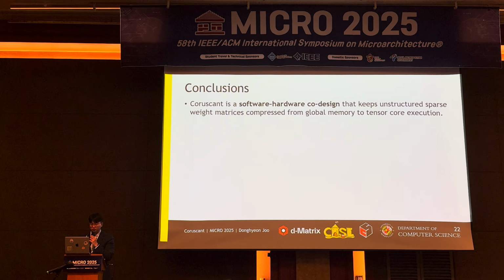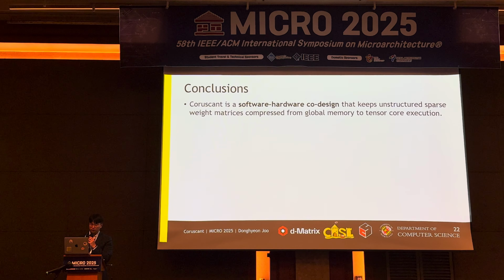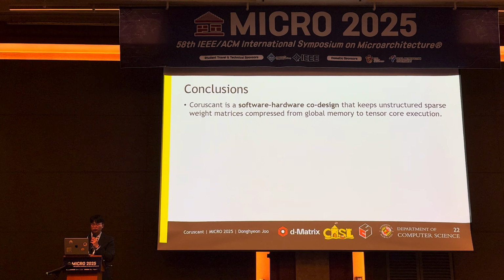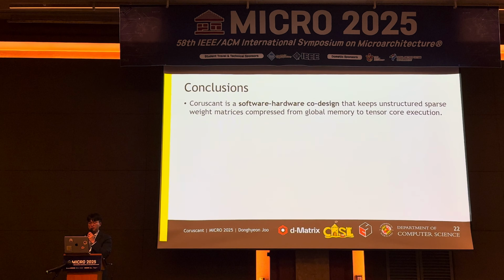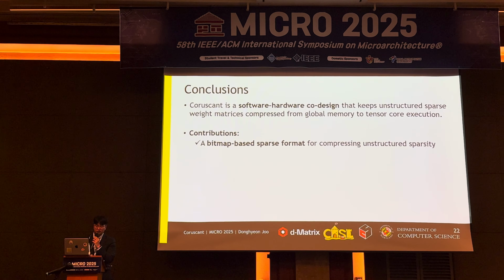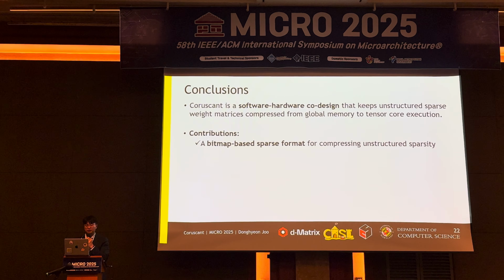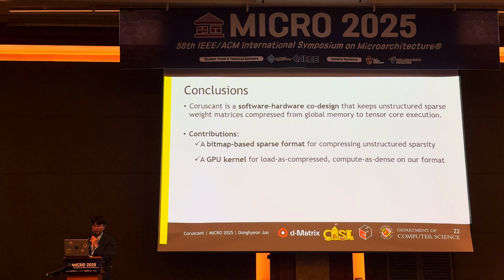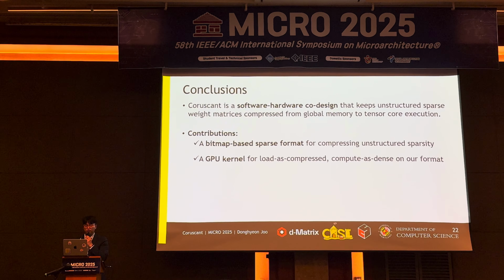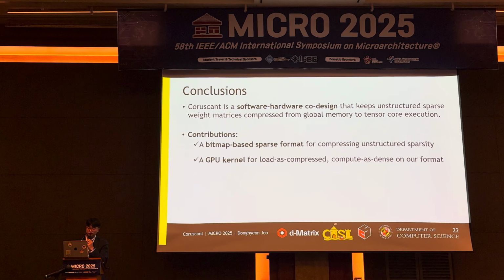So to conclude, Coruscant is a co-design of GPU kernel and Sparse Tensor Core aimed at accelerating memory-bound SpMMs of LLM inference by reducing data movement. To address this, Coruscant introduces a bitmap-based sparse format that compresses 30 to 70% sparse matrices efficiently. We design a GPU kernel that leverages this format to reduce data movement while maintaining high tensor core utilization.